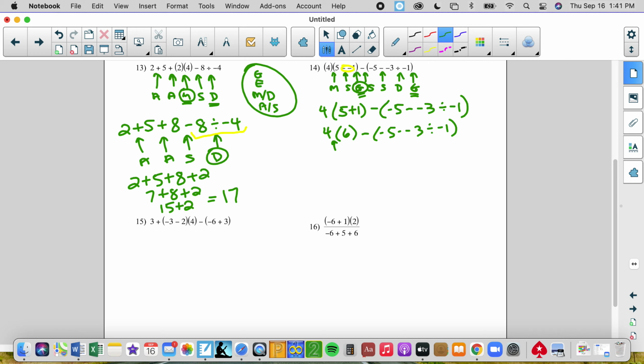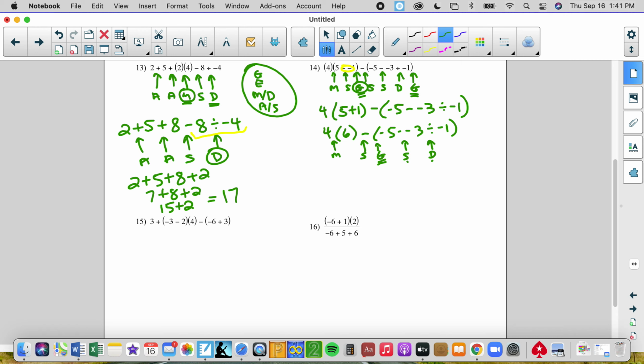It's showing multiplication. So we have multiplication, we have subtraction, we have a grouping symbol, we have subtraction, and we have division. So what are we going to do first? Well, we still have grouping symbols, and we're going to do what's inside the grouping symbols. So we have a subtraction and a division. What are we going to do first? Are we going to do subtraction or division? We're going to do division. What are we dividing? We're dividing -3 by -1, which gives me a +3.